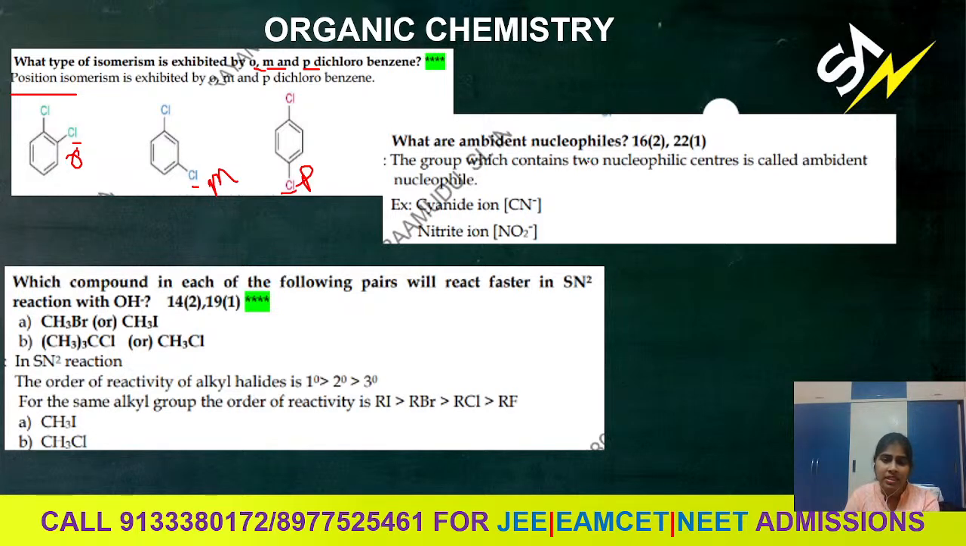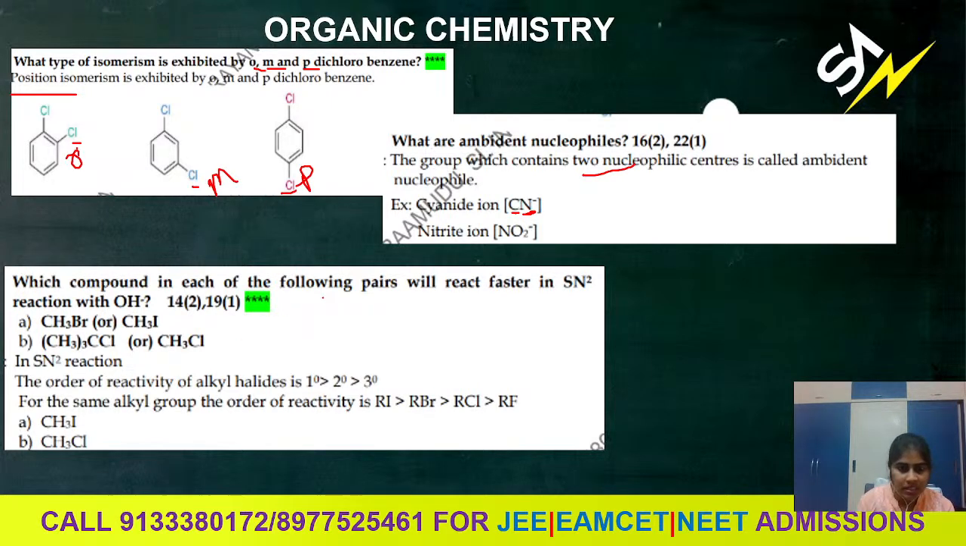What are ambident nucleophiles? Nucleophiles in which there is a presence of two types of nucleophilic centers are called ambident nucleophiles. In cyanide ion, we have electrons on this carbon and this nitrogen also, both can act as nucleophiles. So these are examples of ambident nucleophiles. The nitrite ion also exhibits this ambident nucleophilic nature, because of resonance, the negative charge on this oxygen can be shifted towards the other oxygen.